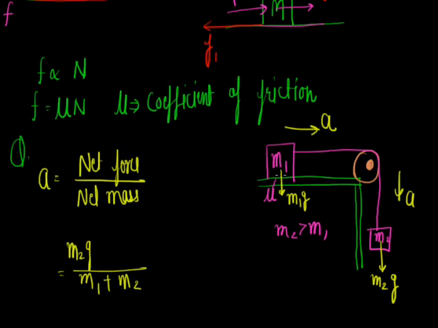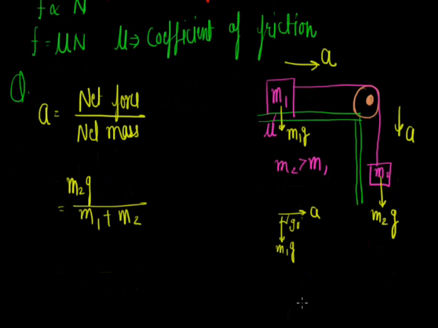So by taking the component of m1g along this direction, since the angle is 90 degrees, it will be m1g cos 90, and m1g cos 90 is the component of force along the acceleration. But cos 90 is 0, so we can take it as 0.